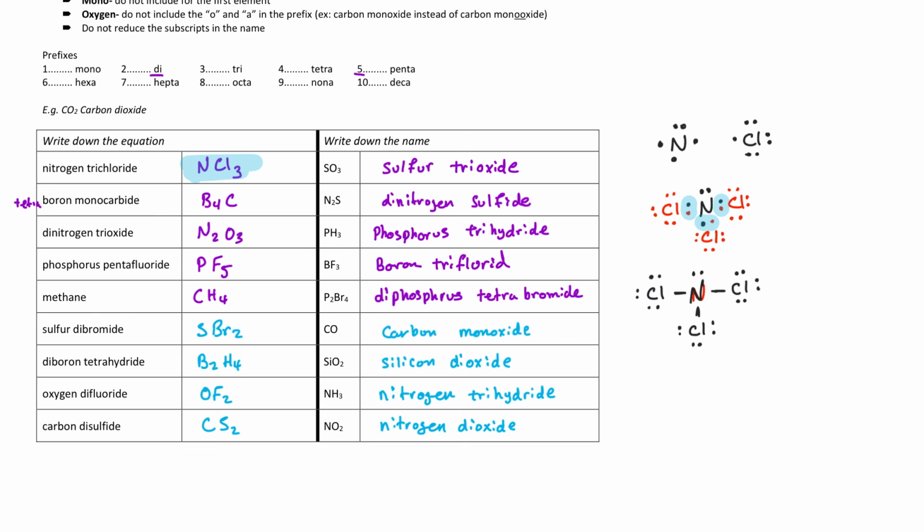So you can see that chlorine has 1, 2, 3, 4, 5, 6, and each stick represents 2, so 8. So the chlorine is happy. This one the same, this one the same. And nitrogen has 1, 2, 3, 4, 5, 6, 7, and 8. So they're all sharing electrons.